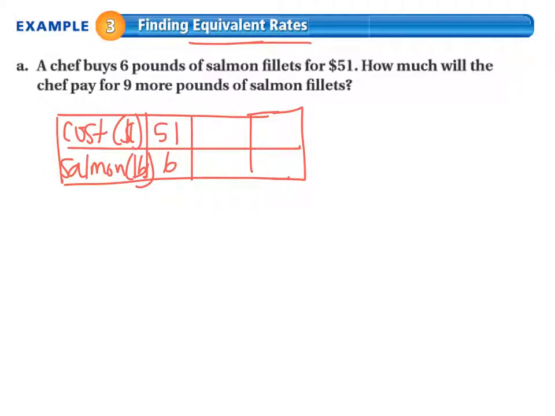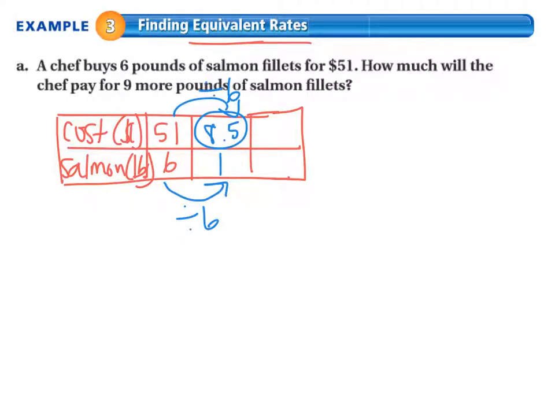So again, if I'm going to find a unit rate, I want this bottom number to be 1 because I'm trying to find out how much it costs for 1 pound. And I'm looking for this, the cost for 1 pound. To go from here to here, I would have to divide by 6. Here to here, divide by 6. If I punch that into the calculator, it is $8.50. So it's $8.50 for 1 pound of salmon.